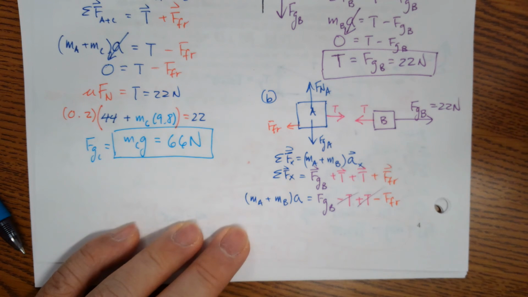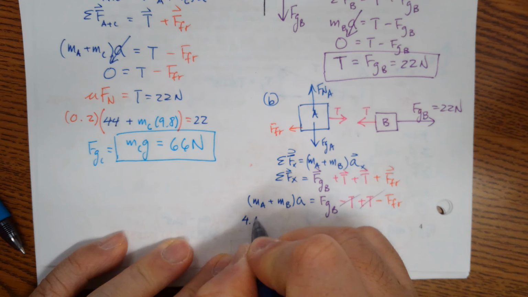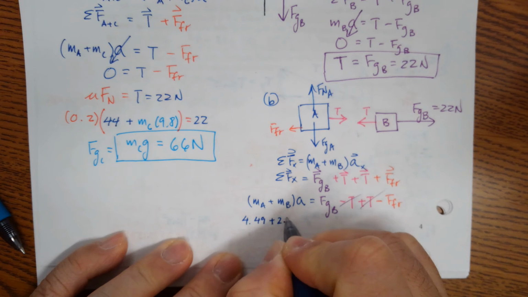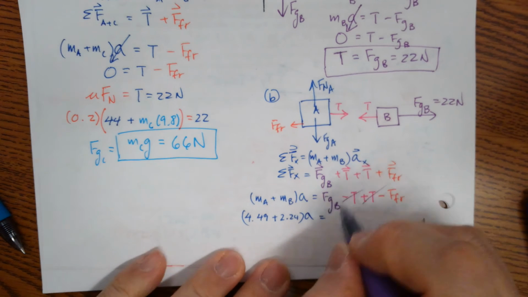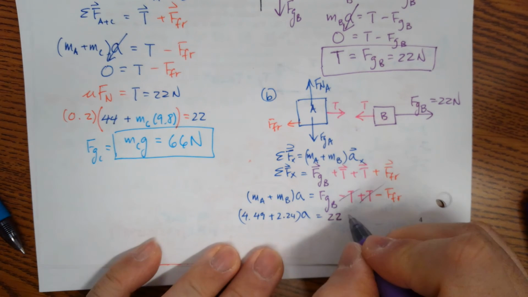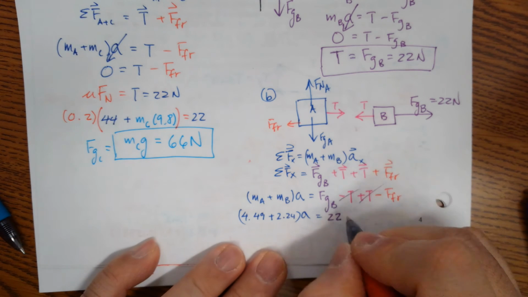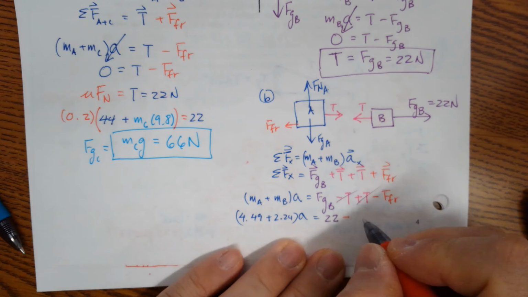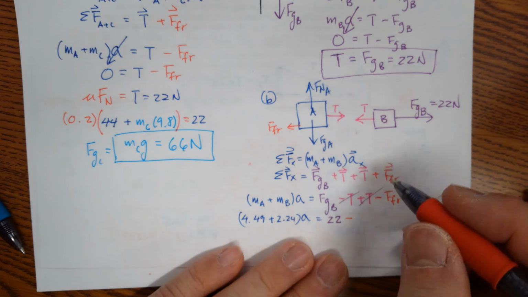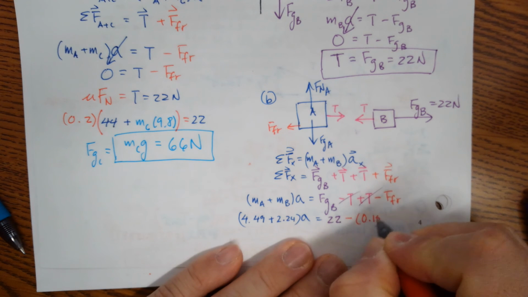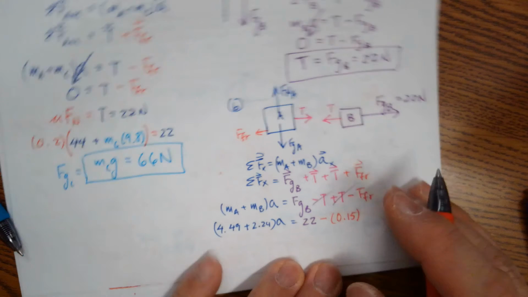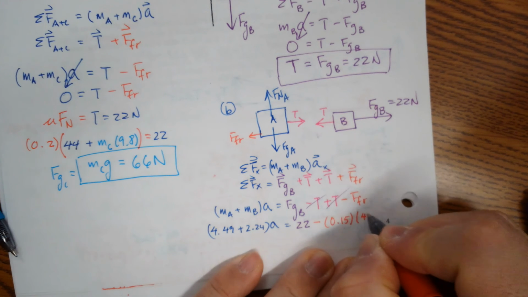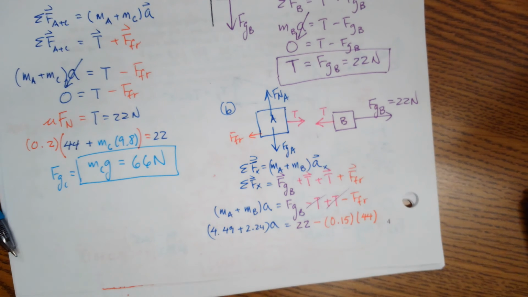We already know what the masses are, so we have 4.49 plus 2.24 times A is equal to, this FGB is 22 minus friction. But what is my friction? My friction is mu sub k, 0.15 times the F normal. Now F normal is just the F normal of C, which is just FGA, right? Which is 44. Okay.